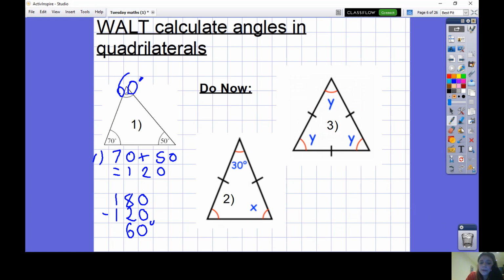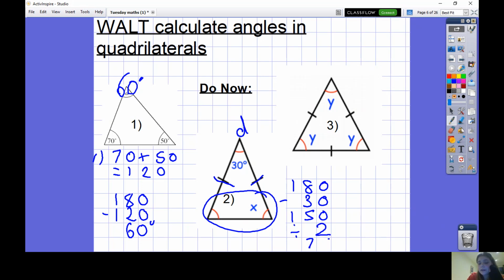Let's have a look at question 2 then. You can see here question 2 is an isosceles triangle. I can also see that these 2 sides are equal, which means this is my angle that's odd. I'm going to take away that angle then. 180 take away 30 will leave me with 150. That tells me these 2 matching angles make up 150, so I just need to do 150 divided by 2. I know that's going to be 75 degrees.